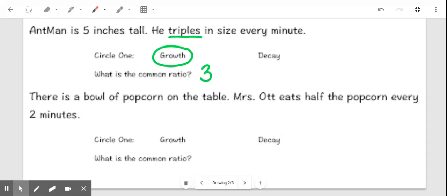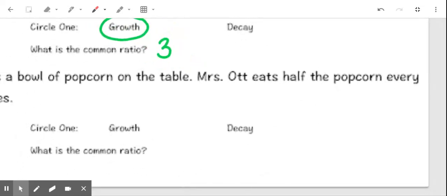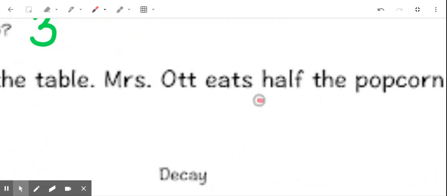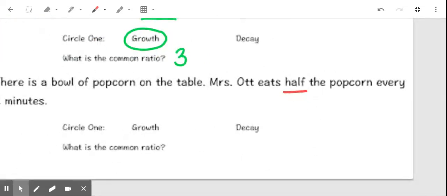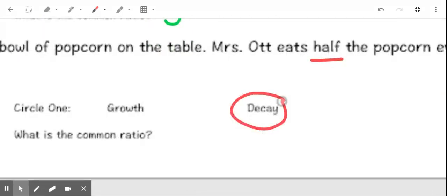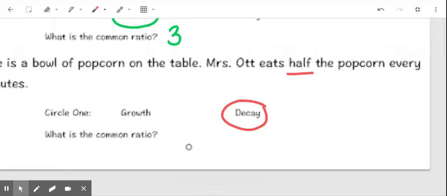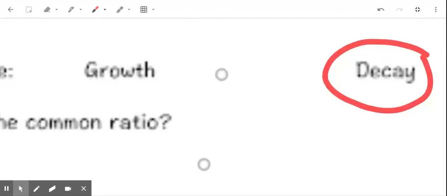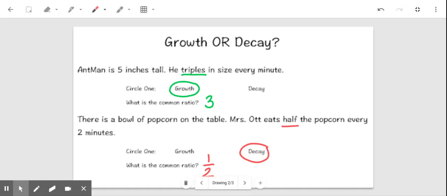So if she's eating half of the popcorn, we know that there's going to be less and less popcorn in that bowl. So that word half tells us what's going on. She's eating half of that popcorn, which means that we are losing popcorn. So therefore, we are in fact decaying when it comes to the popcorn in the bowl. Well, what is the common ratio? Bing, bing, bing. It tells us right there that the common ratio is 1/2 because we are cutting that bowl of popcorn in half every single 2-minute span.